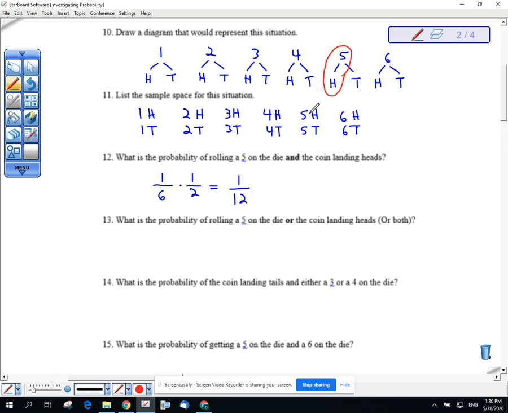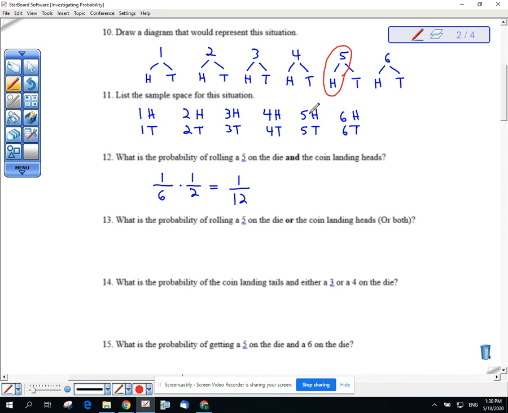All right, 13. This is where it gets a little bit more interesting. What is the probability of rolling a 5 on the die or the coin landing heads? Not and, but or. And then in parentheses, we do have or both, right? We want to include that possibility.